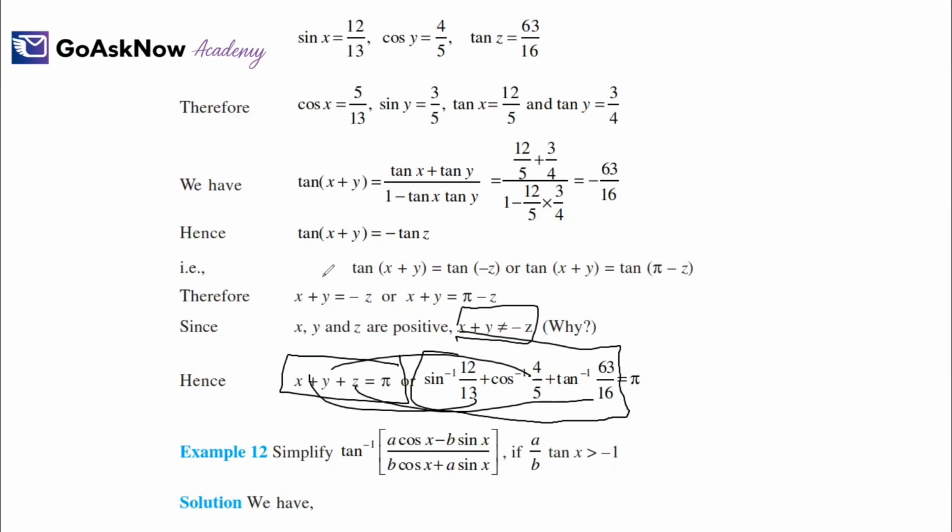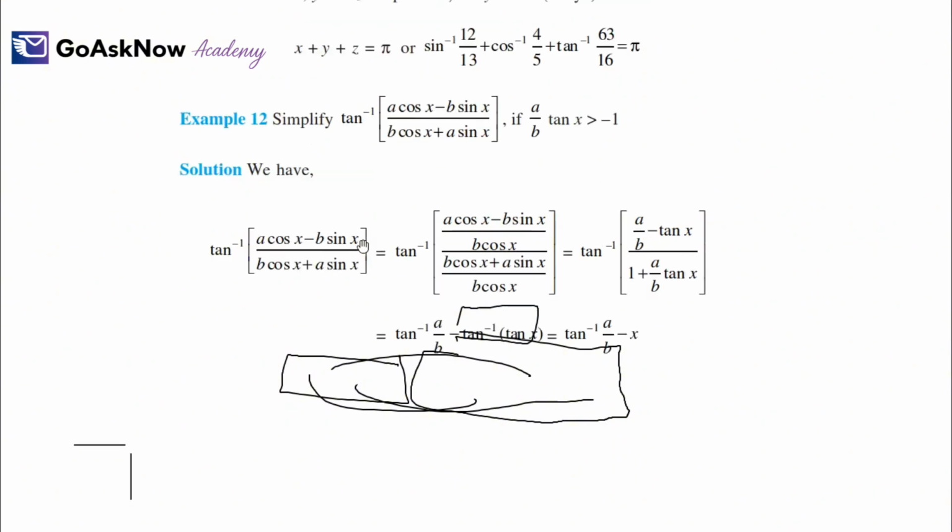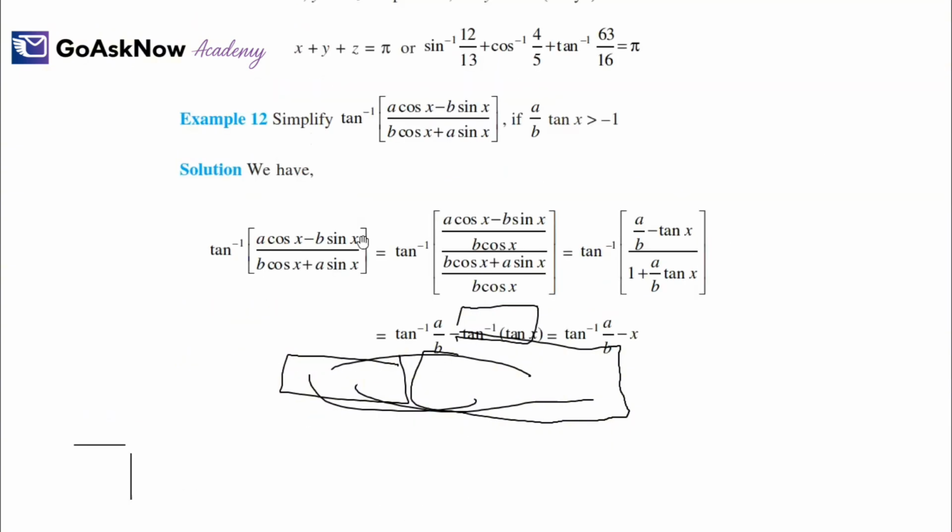It was a good question and some concepts were there. This is coming to the end of the chapter, and we will see the miscellaneous exercise for this. This example you can also solve by yourself, because it is a substitution method, and you can take b cos x common by dividing, and then apply tan inverse a by b minus tan inverse tan x, then tan inverse a by b minus x into that. Okay.